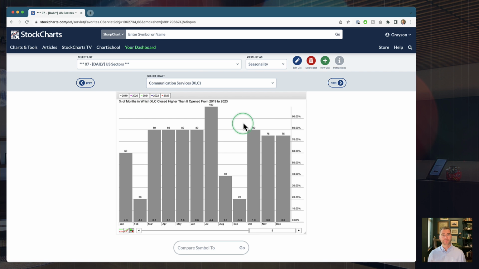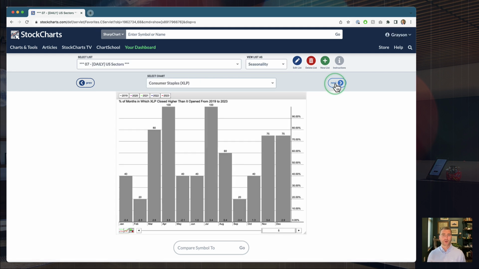You can see now we're jumping into XLC, Communication Services, and instead of typing in one ticker symbol at a time, all I have to do is click through this list to get all of those different seasonality charts one at a time for anything in this list. This is a really nice way, again, to review major indexes that you want to follow on a seasonal basis, sectors of the markets, industry groups that you want to follow as well. Really, the sky's the limit. If you can think it, you can do it here with these chart lists and that seasonality view.